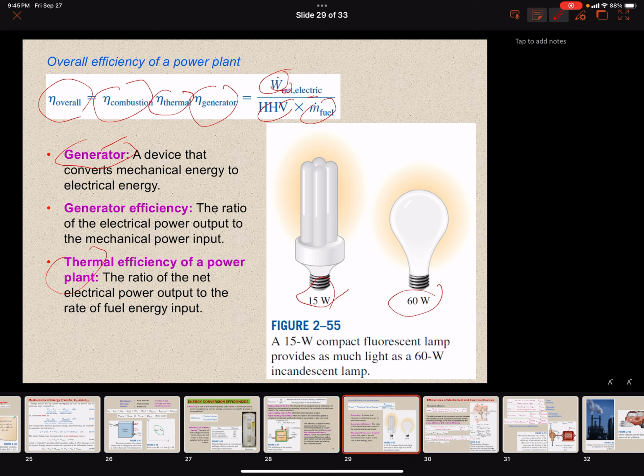the second lamp will use 60 watt of electricity. The other lamp only needed 15 watt to provide the same amount of light, so it's more efficient than the 60 watt.